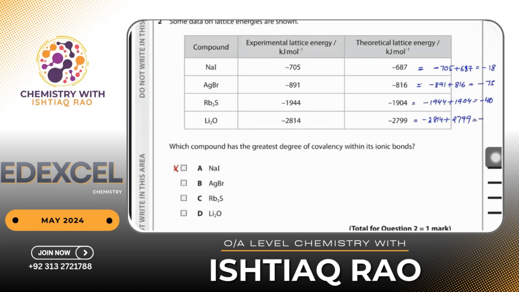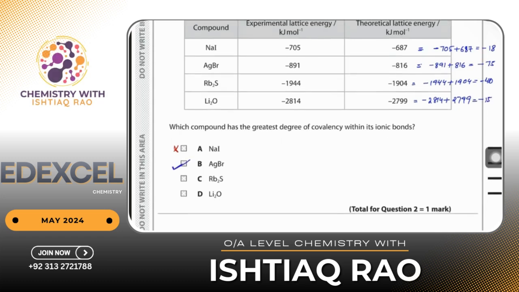It's going to be 15. Negative 15. So the bigger difference is B. So yes, AGBR is correct. Greatest degree of covalency within its ionic bond. So the difference is supposed to be higher.